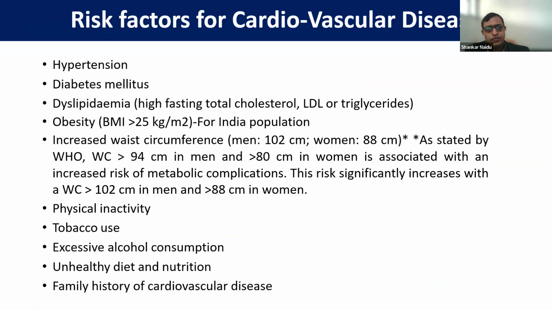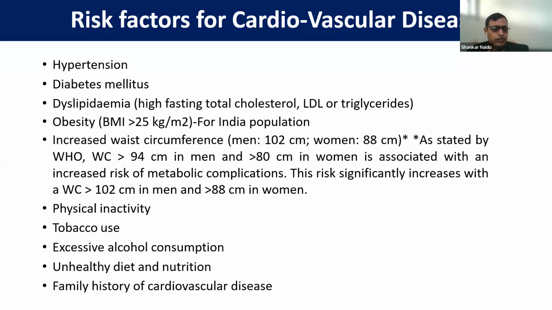So what are the various risk factors for cardiovascular disease? As you can see, hypertension and diabetes are the most common. These are prevalent in about one third of the general population. These are the highest risk factors, contributing the most to the development of cardiovascular disease. Apart from that, dyslipidemia and obesity are two other important risk factors which contribute significantly to the development of cardiovascular disease. And I'll be discussing the cutoffs for obesity for the Indian population, and also the cutoffs for waist circumference, in later slides.